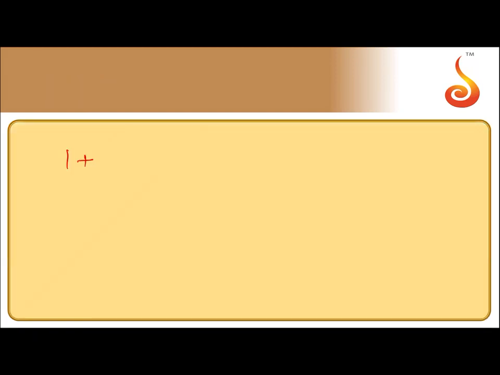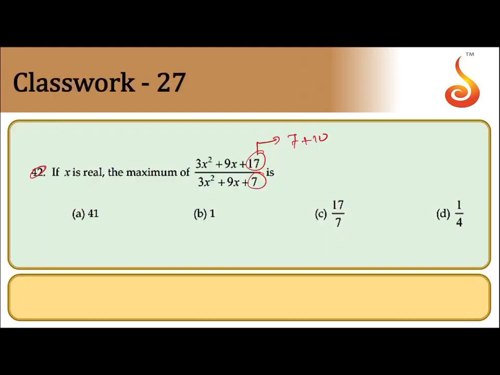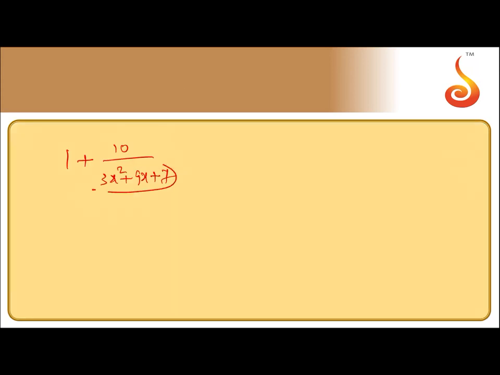So this can be written as 1 plus 10 divided by 3x² + 9x + 7. Now the maximum value is actually the minimum value of the denominator. This is geometrically a parabola, therefore it attains the minimum value where the derivative is equal to 0. So for 3x² + 9x + 7, the derivative is 6x + 9 equals 0, x equals minus 3 by 2.